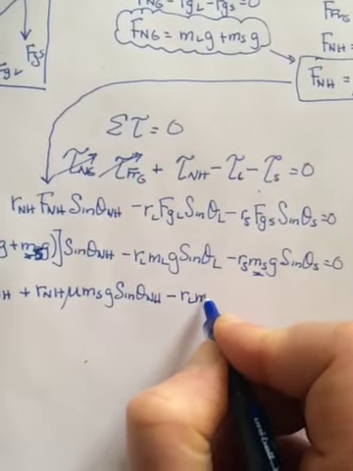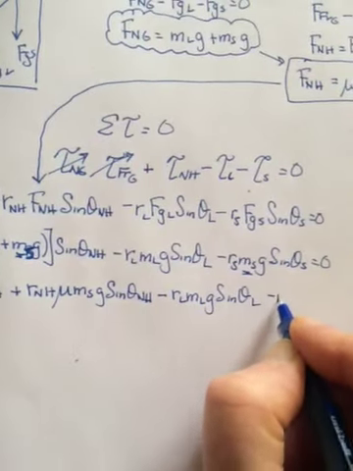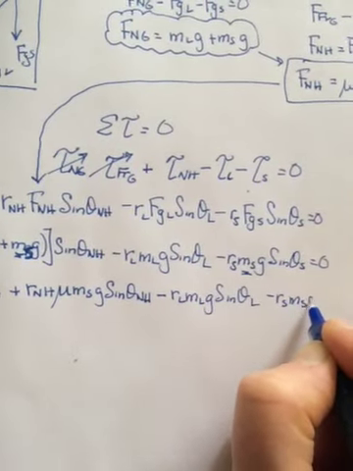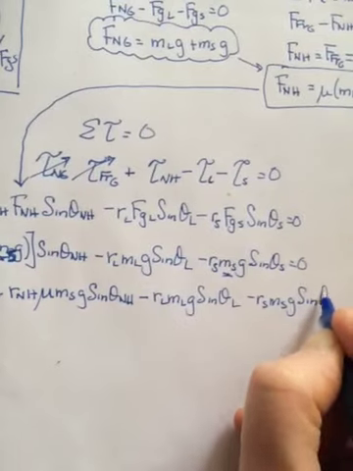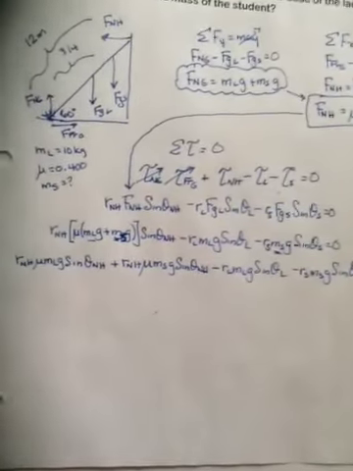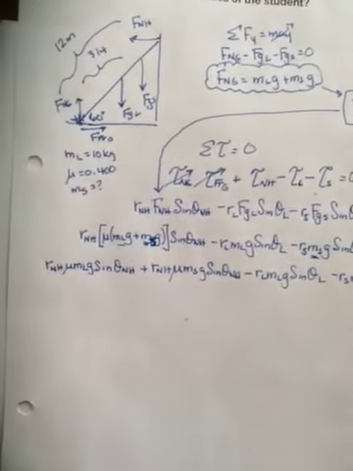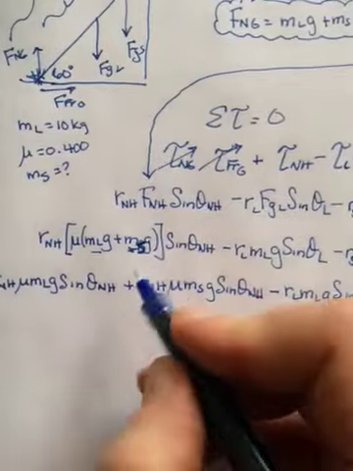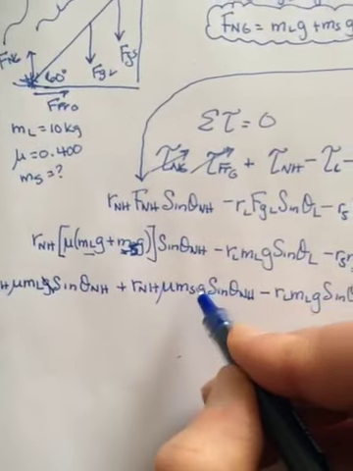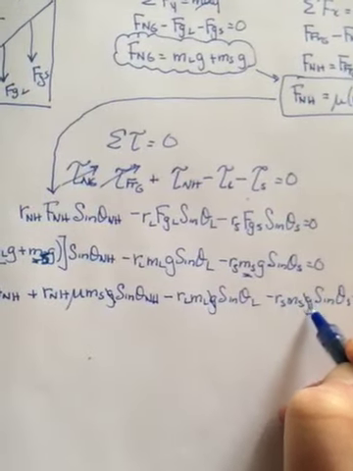Minus r of the ladder, m of the ladder, g, sine theta of the ladder, minus r of the student, m of the student, g, sine theta of the student. Angles are not all 90 and are not all the same. Okay? But there is a g in every term. So because there's a g in every term, we can cancel, cancel, cancel, cancel.